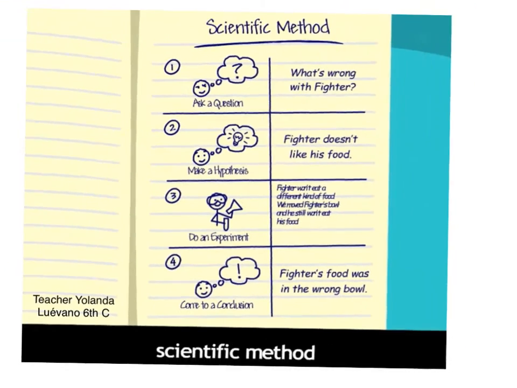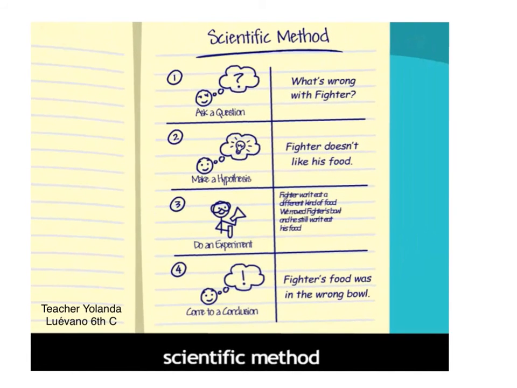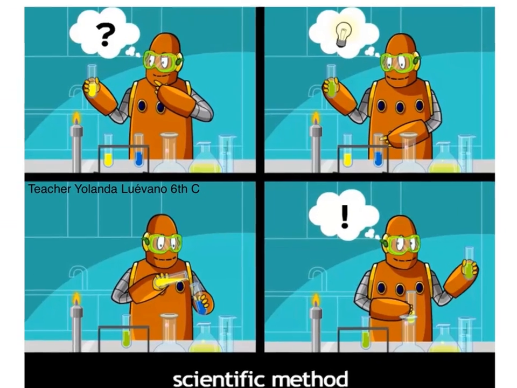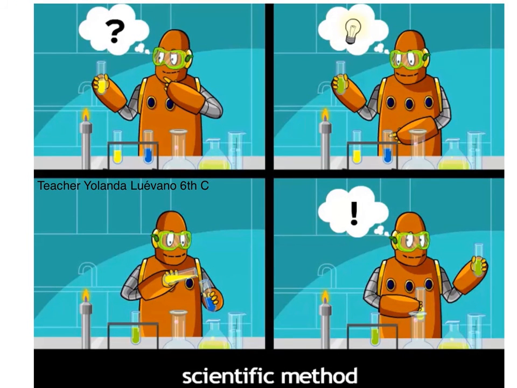So make sure that we should understand what the scientific method is. Here we have the scientific method. First, we start with a question. Then we make a hypothesis. Our hypothesis is our guessing, our idea. Then we do an experiment, and finally we come to a conclusion.